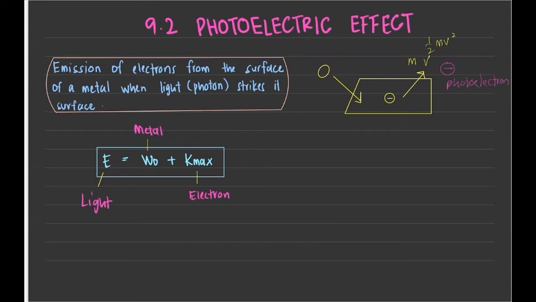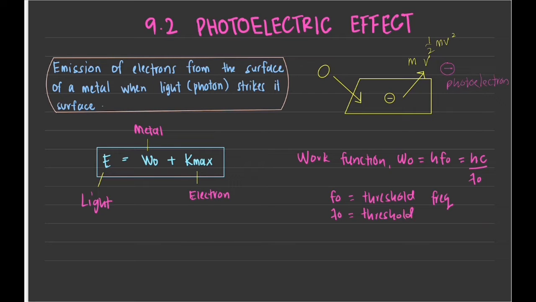So the work function W naught is actually equal to h f naught, where f naught is the threshold frequency. So we can also get hc over lambda naught, where f naught is the threshold frequency and lambda naught is the threshold wavelength.